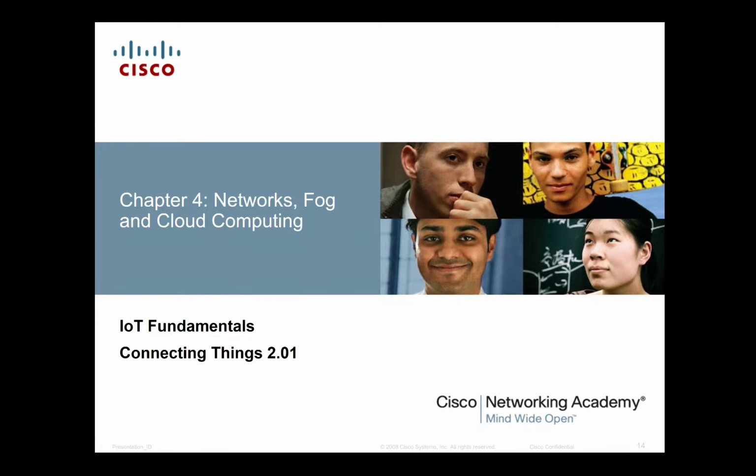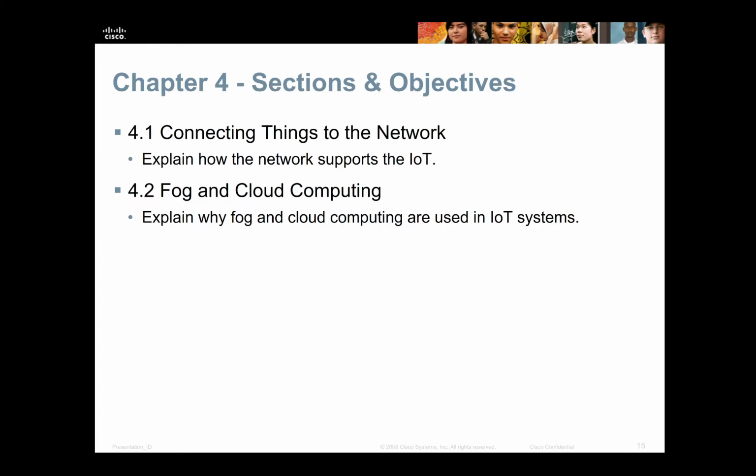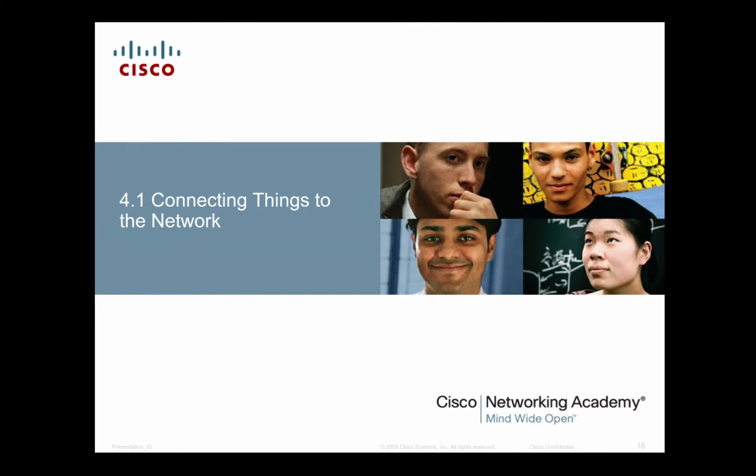Okay, there's the control window. So chapter 4 of the Cisco Material Connecting Things, which is all about networks, fog and cloud computing. You may remember people made a big fuss around fog. What happened to fog? We will actually hear it later. So what kind of things do we have here? Connecting things to the network. Okay, network support, the IoT, and then some words about the fog and cloud computing, which is basically how to process data online in IoT kind of applications.